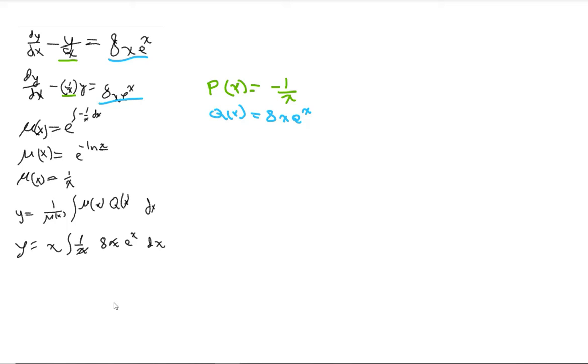So we can just pull out our 8 and take the integral of e to the x. And remember, e to the x doesn't change. It doesn't matter if you differentiate or integrate. So y is just going to be equal to 8x e to the x plus some constant. The constant of integration, we don't know, and we're not given any information to find it out. So this would be our final answer here.